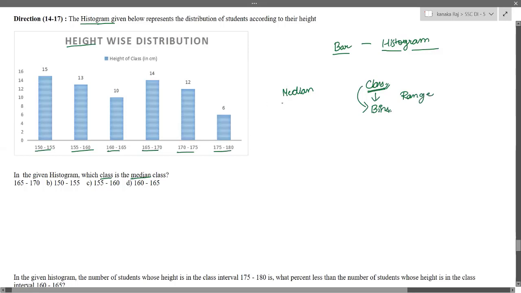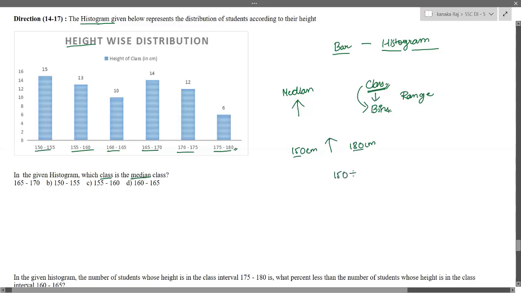Now, what is a median? When you arrange your variables in ascending or descending order, the middle term will always be called the median. So which is the least value in this case? The least value is 150 centimeters. And what is the highest value? The highest value is 180 centimeters. So what is the middle term here? How do we get the middle term? First term plus last term divided by 2.